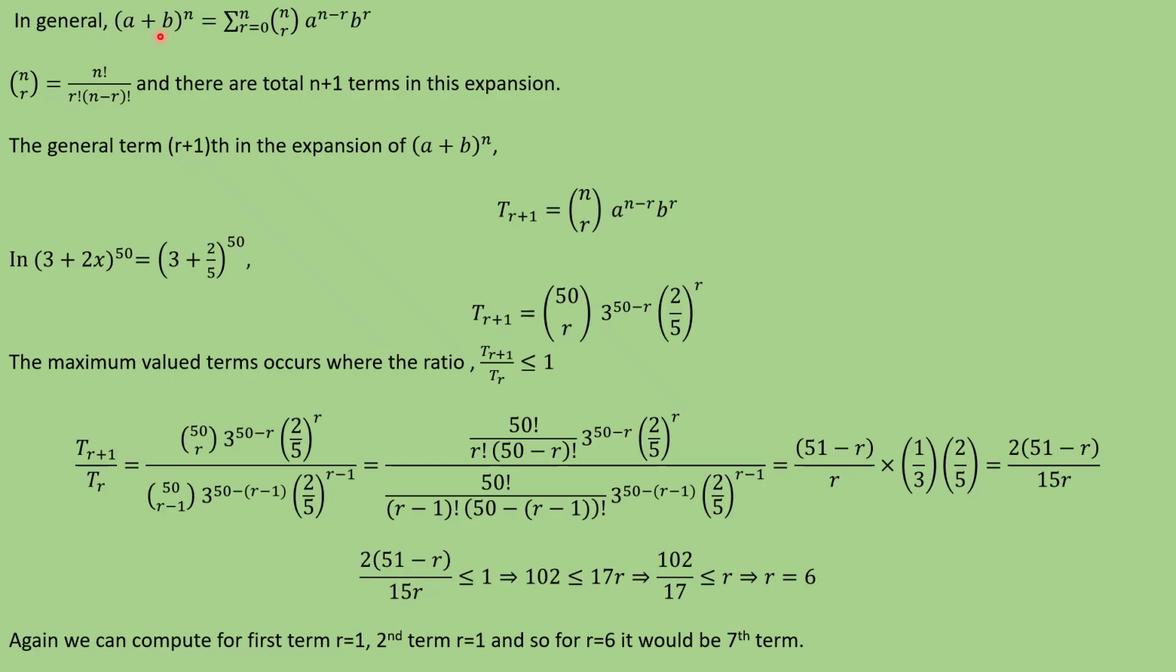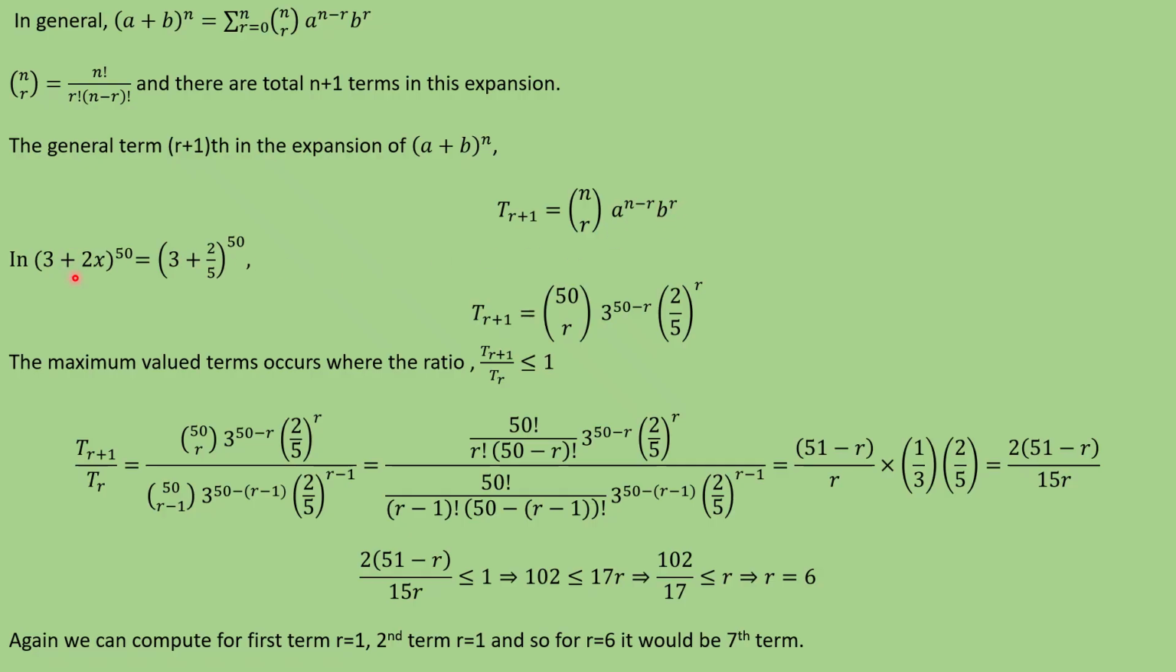In general, we know that a plus b का whole to the power n equals summation over r equals 0 to n, this is nCr a to the power n minus r b to the power r. Here a is the first term and b is the second one. Okay, like this and this. Then the general term, the r plus 1 term in the expansion of a plus b, t r plus 1 equals nCr a to the power n minus r b to the power r.